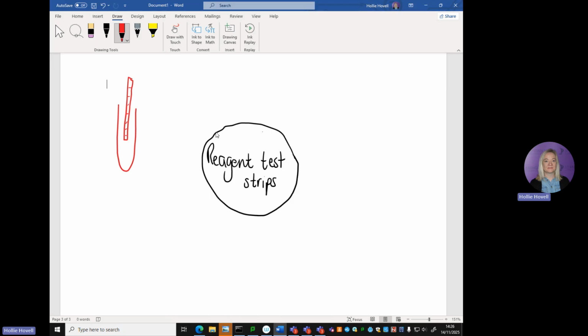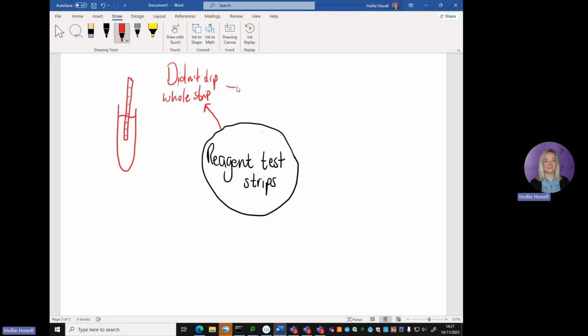The first source of error is if you don't dip this all the way in. Say you only dipped it in that far, you haven't actually dipped these top squares. I did see that as I walked around the room sometimes. Therefore you won't get any colour changes on these top ones. And you won't even know whether you didn't get a colour change because it was a negative test and it was meant to be white, or whether you just didn't dip it and therefore it didn't have any substance to make it change.